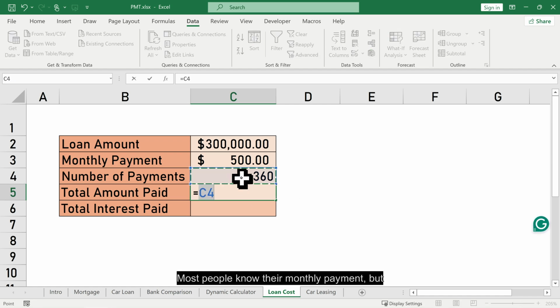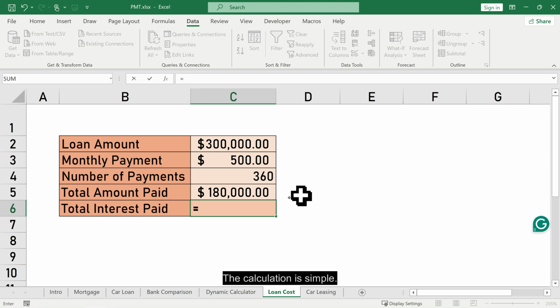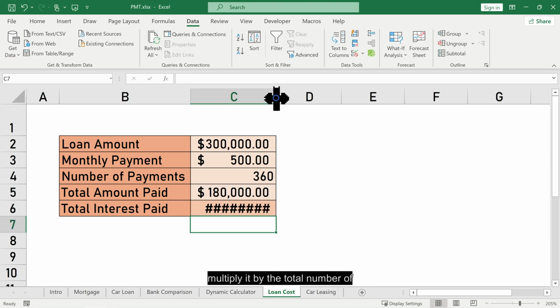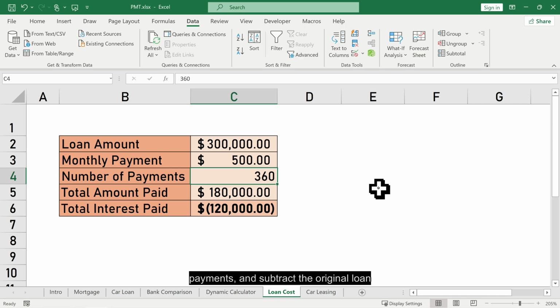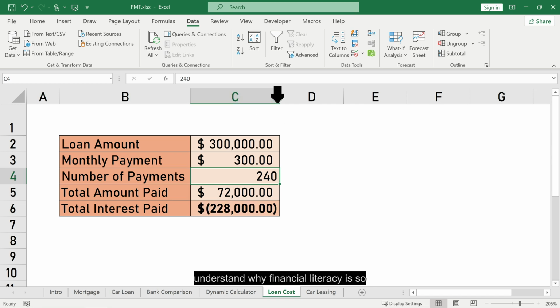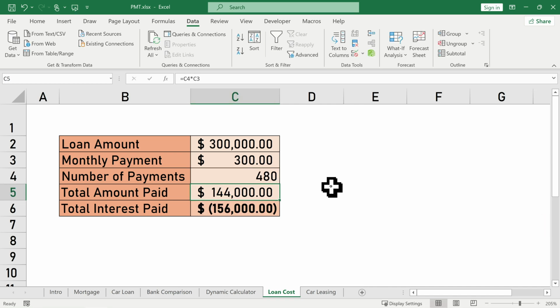Most people know their monthly payment, but they have no idea how much they actually paid the bank in total. The calculation is simple. Take your monthly payment, multiply it by the total number of payments, and subtract the original loan amount. Whatever remains is the total interest you paid to the bank. Once you see these numbers in Excel, you'll understand why financial literacy is so important.